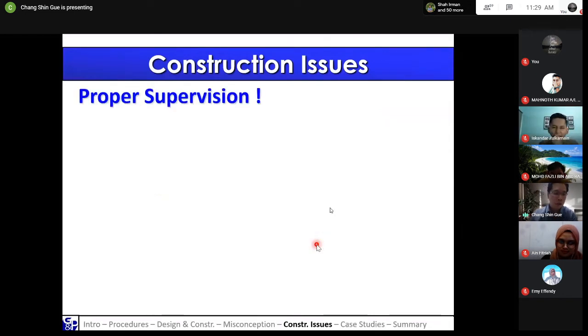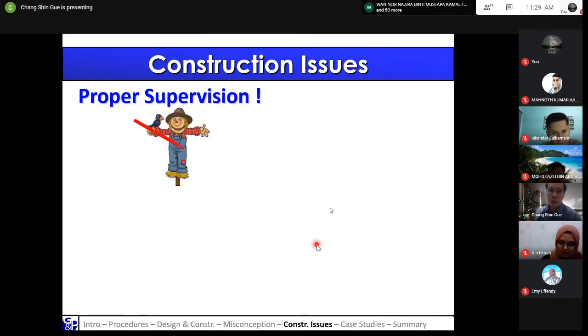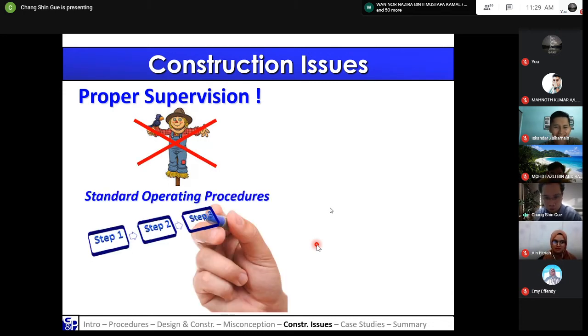So it's important to have proper supervision at the site, so we're not sending a scarecrow just to be there. We're not doing things. So this is not what we want. What we want is to follow standard operating procedures.